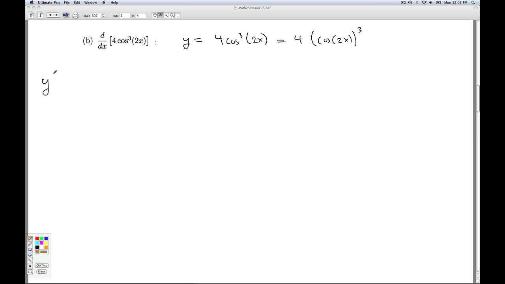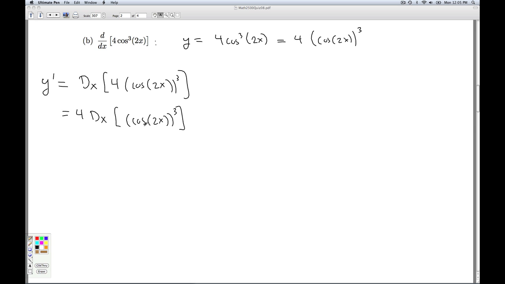So when I take the derivative, the first rule I'm going to apply is the rule that's going to handle multiplying by that 4. And that's the scalar or constant multiple rule. I can bring the 4 out front. And now just look at taking the derivative of this.